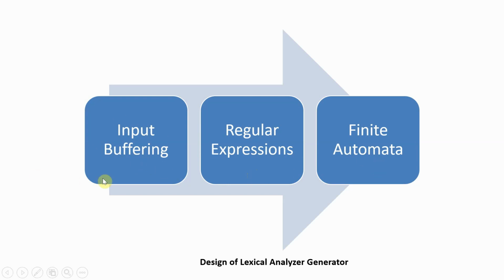Input buffering is required in order to store the input string or the input code which is given, for which we are trying to find the tokens. A set of regular expressions is required in order to define rules to recognize the tokens. And finally, these regular expressions are converted to finite automata, which makes processing easier. Let's study details of this tool in the next lecture.